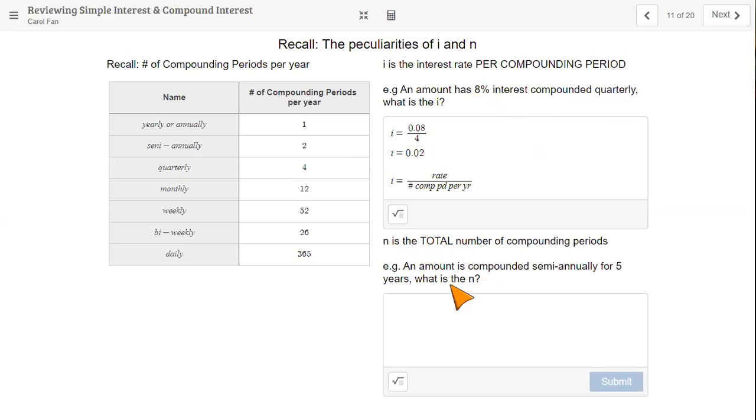Now, when we say n, we're talking about the total number of compounding periods. So if an amount is compounded semi-annually for 5 years, what's the total number of compounding periods? So we have n is equal to 5 times 2, because there's 2 compounding periods when we're talking about semi-annual. So n is equal to 10. Now, this is important because when we're using our calculations, we need to express our i and the n using this.